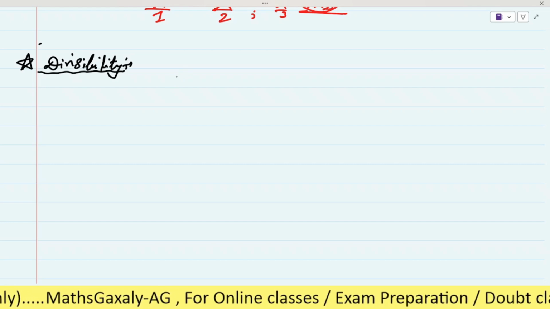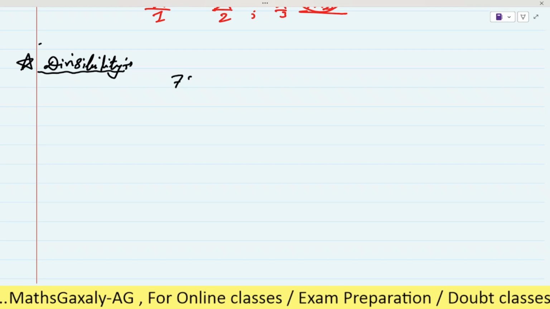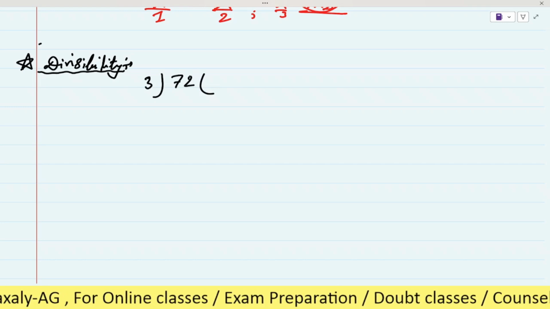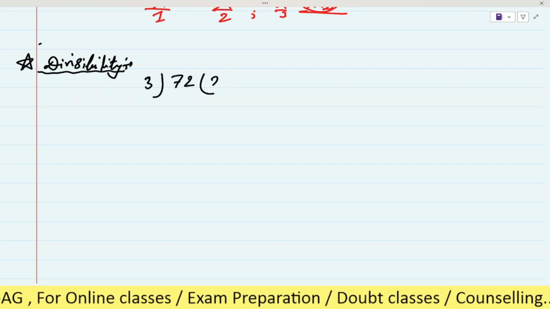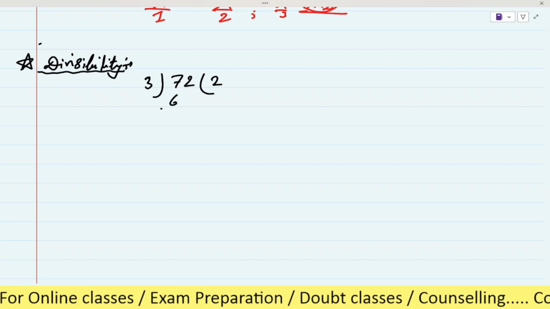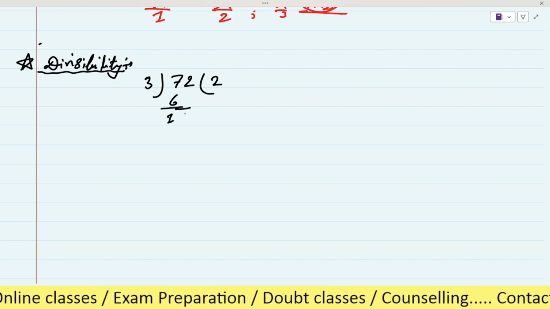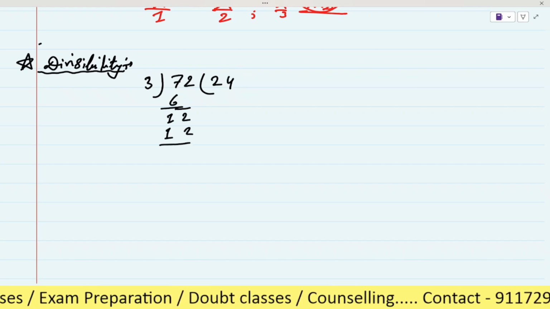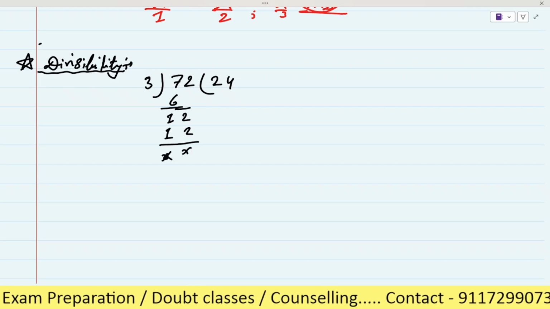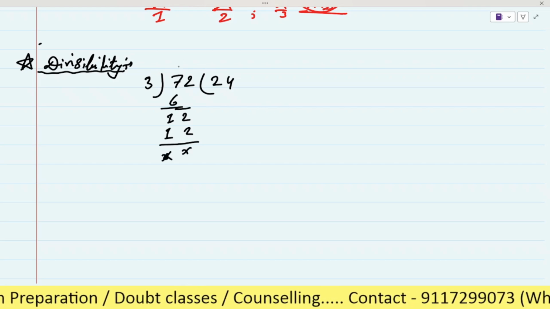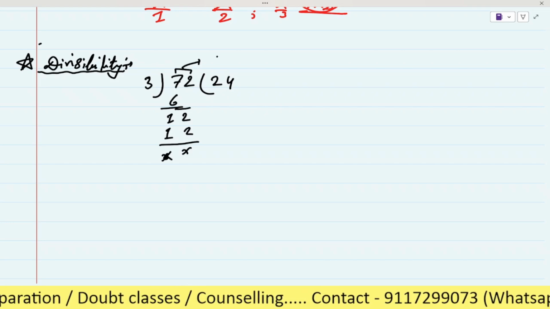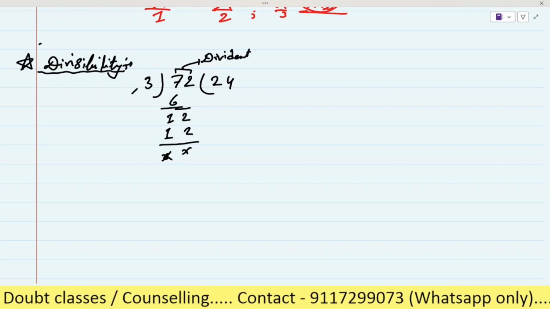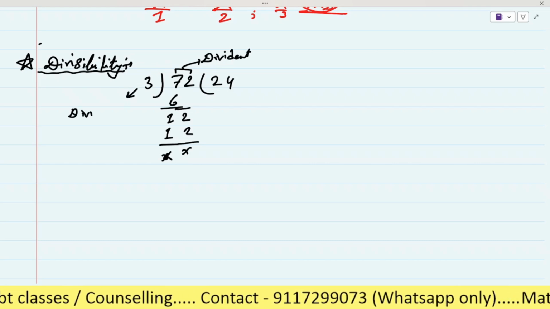Yeah, I know. Okay. Suppose we are dividing 72 by 3. So at first we divide it by 3. 3 twos are 6, 1. And here it will be 2. 3 fours are 12. Okay. So the remainder will be 0, right? And here this 72 will be the dividend, right? Yeah. And this 3 will be the divisor.